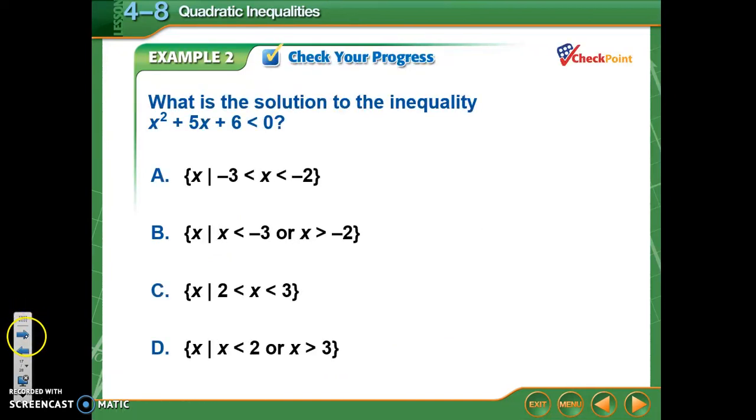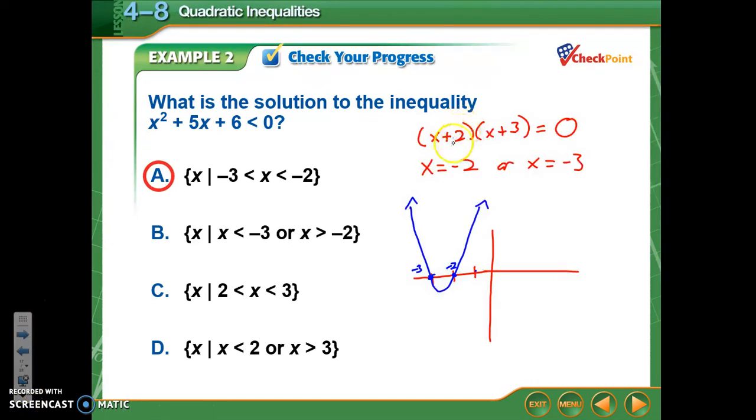All right, you guys try the same thing with this one. Your answer should be A. And the reason that's the case is because when we factor, we get x plus 2 times x plus 3 equals 0. So that means my x-intercepts are -2 and -3. This parabola opens up because A is positive, right? So where are the x values that give me y values that are less than 0? Well, it's between -3 and -2.